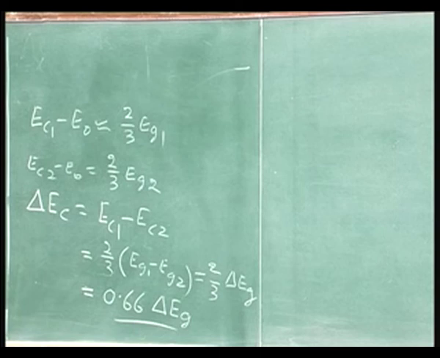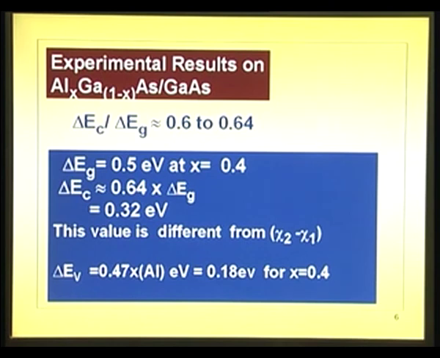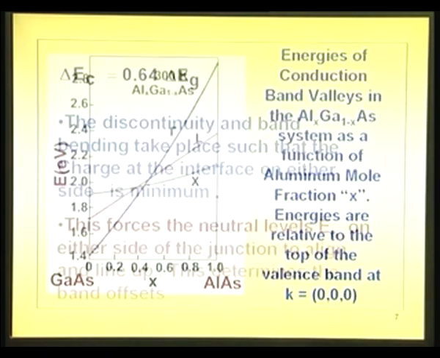Now, what they have seen in experiments is, you can go back and see, almost 0.6 to 0.64. So, that depends on how much alignment there is between the E naught levels. If they were exactly aligned with that two-thirds E g, then you would get 0.66 times. It is slightly different from that. That means it is not exactly aligning, it is not possible. There will be some charge transfer that has to take place, because after all it is governed by this band bending, etc. Okay.